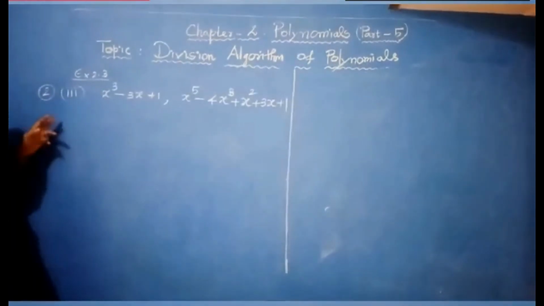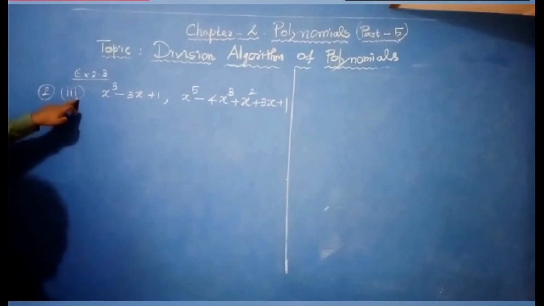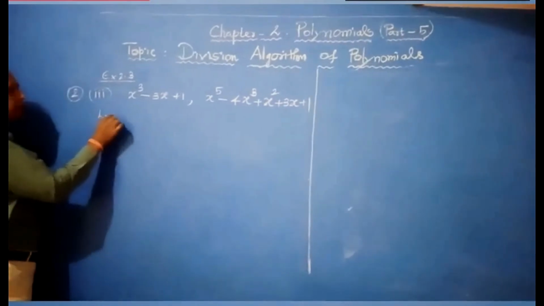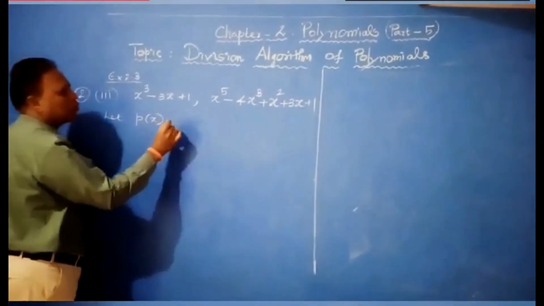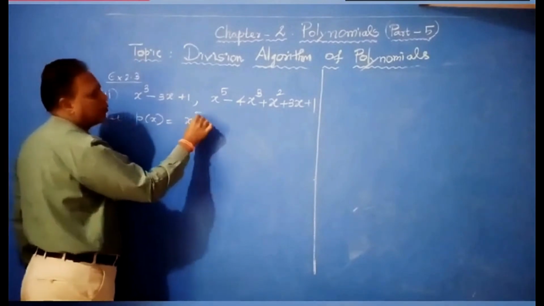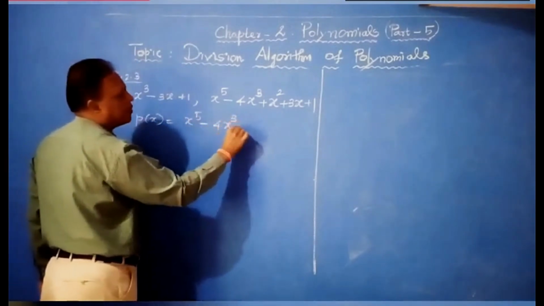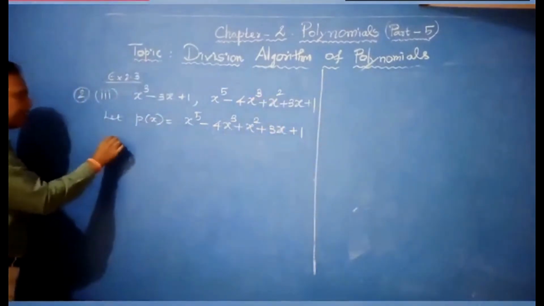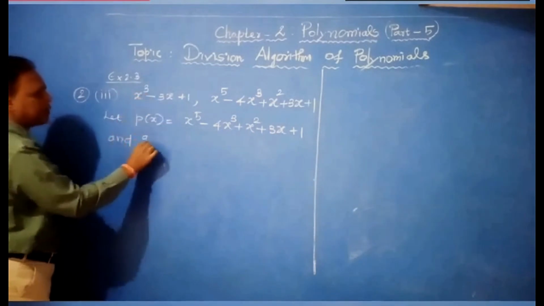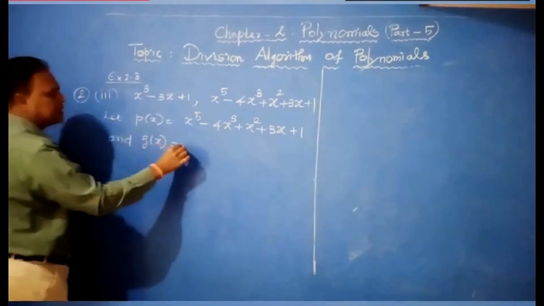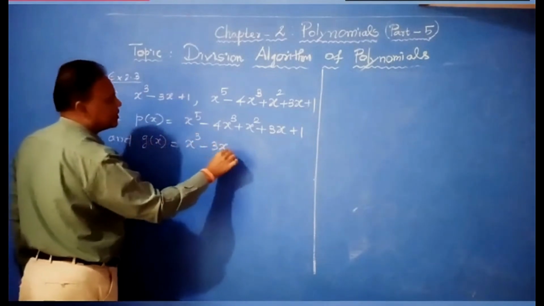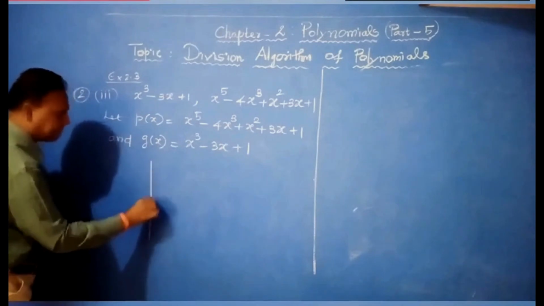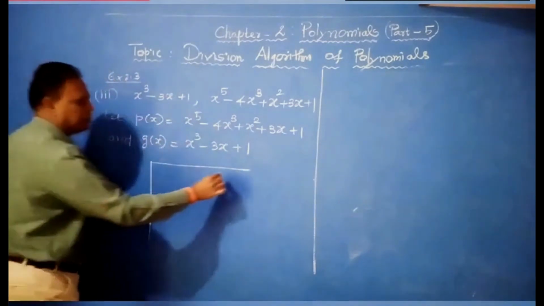Second problem, third subdivision. Now this problem also you see, you take this polynomial as p of x. Just assume p of x is equal to x power 5 minus 4x cube plus x squared plus 3x plus 1, and g of x you take as this polynomial, that is x cube minus 3x plus 1. Now you divide.